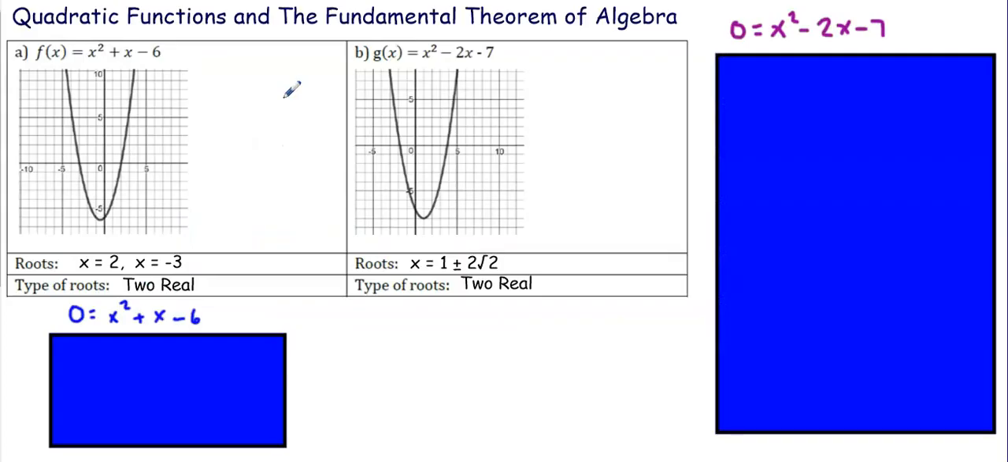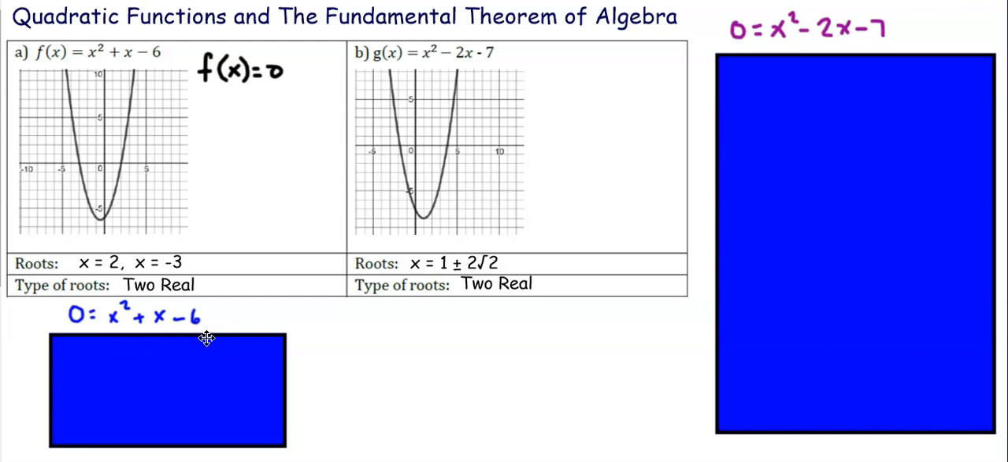Quadratic functions and the fundamental theorem of algebra. The fundamental theorem of algebra states that the degree of the polynomial matches the number of roots that the polynomial has. So since quadratic functions have a degree equal to 2, they should have 2 roots. A root, remember, is the value of x when f of x equals 0. So that's how we find the roots. Algebraically, to find the roots, we'll set f of x equal to 0, and then we can solve.